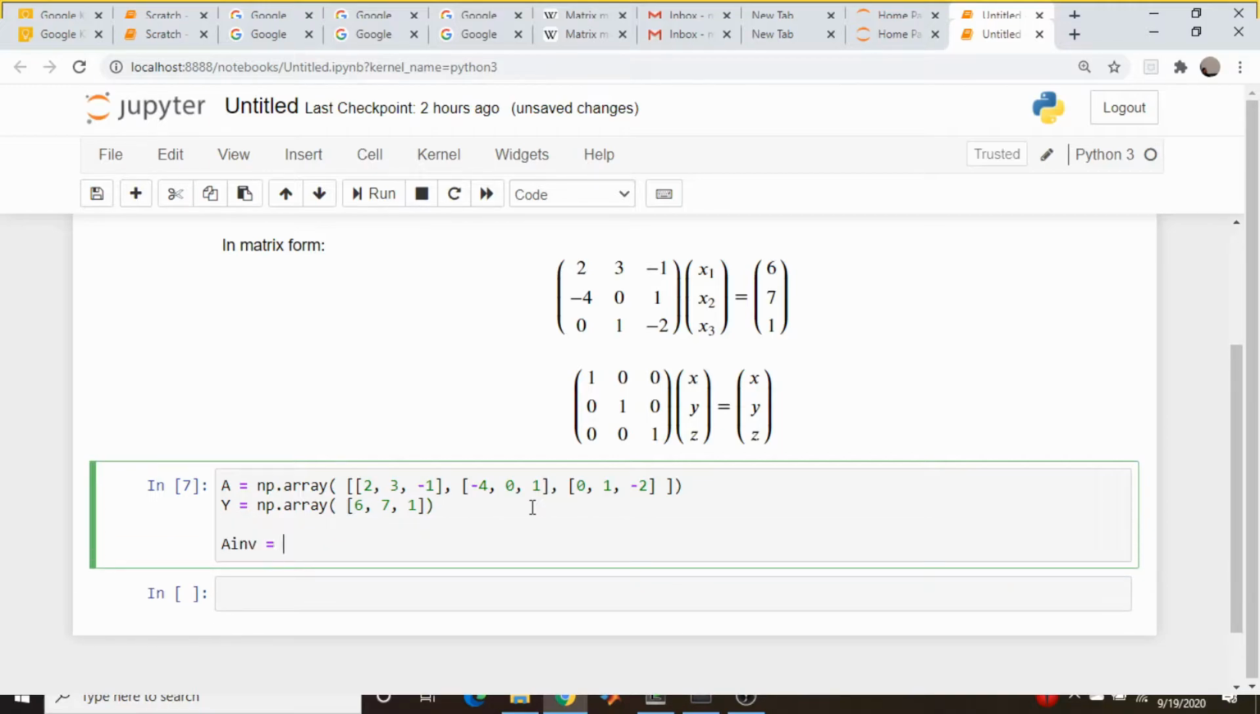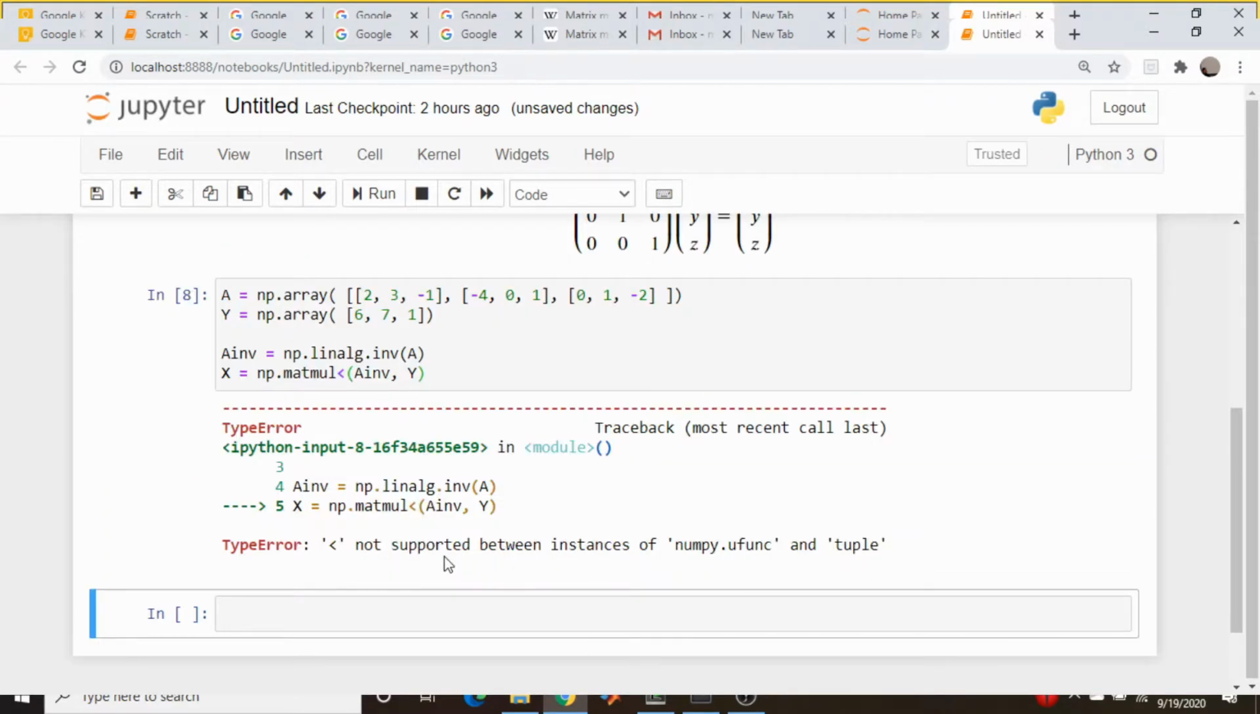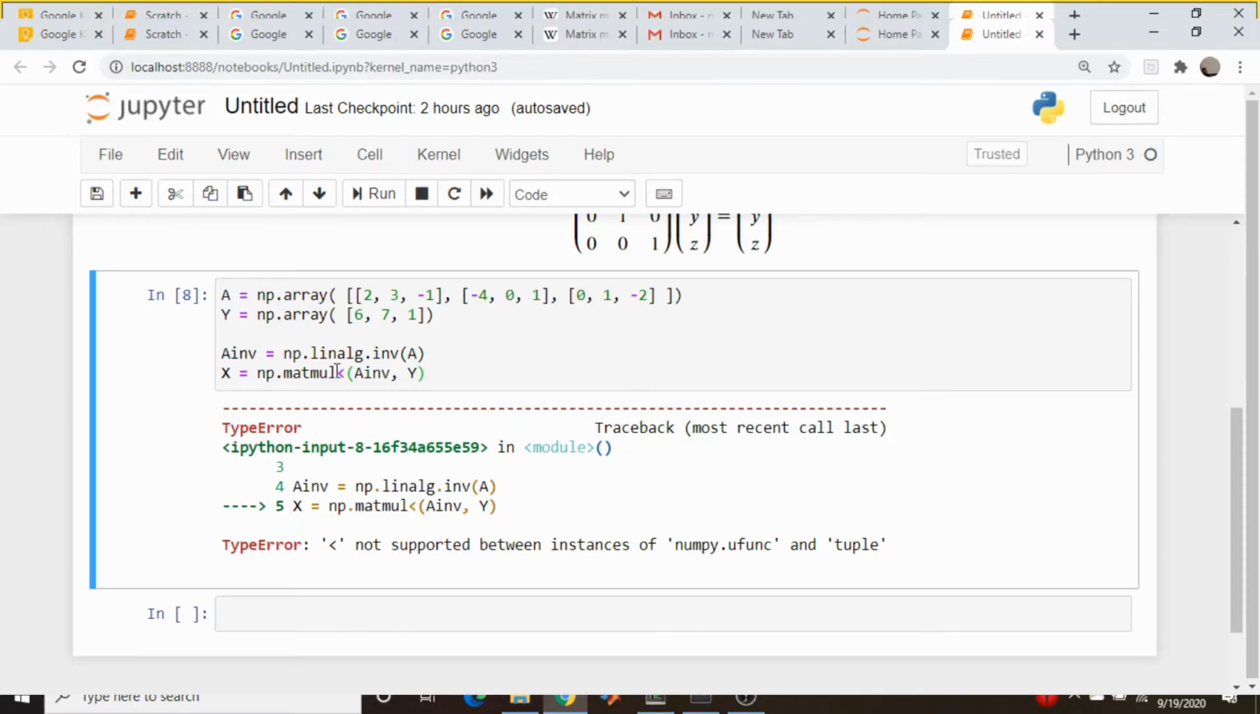So we calculate our A inverse. A inv is going to be equal to np.linalg.inv of A. If we multiply through, again, this becomes the identity matrix, which just becomes our vector of unknowns, and that is going to be equal to our inverse matrix times what we called capital Y. So our capital X is going to be equal to numpy.matmul of A inverse, comma, capital Y.